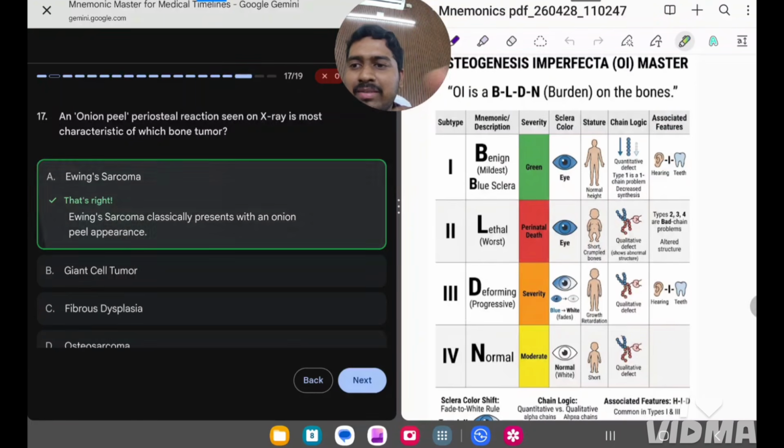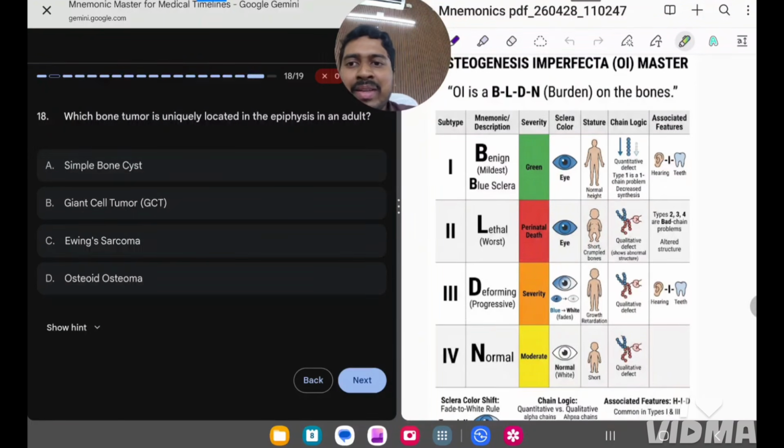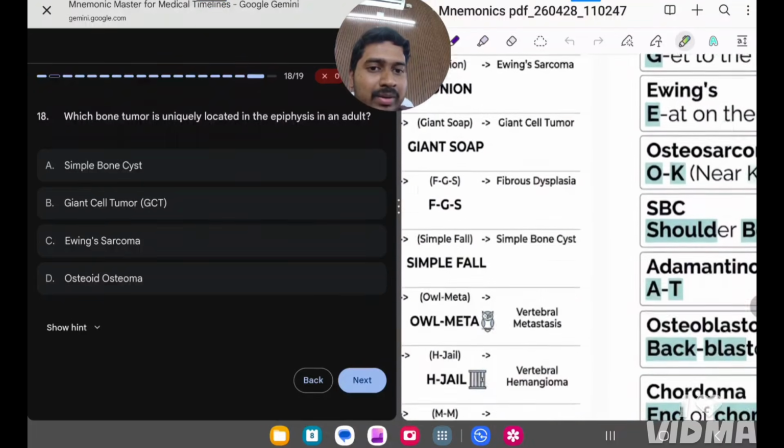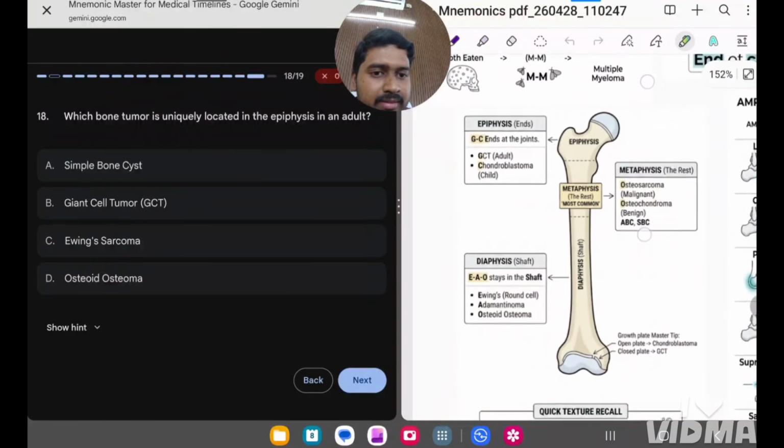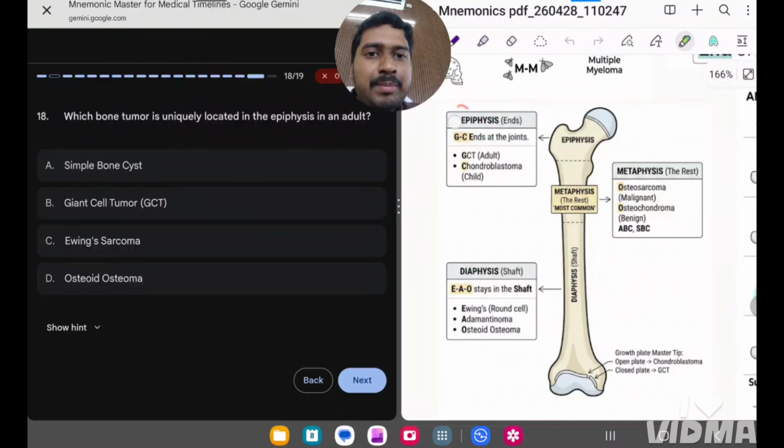Onion peel appearance, again it's a very common question. Ewing sarcoma, no need of mnemonics. Which bone tumor is located in epiphysis? This is important, tumor location, and this is how you remember. See, for epiphysis, remember as GC. Okay, GC is epiphysis. Remember it as gum, which is close to the epiphysis. So you basically have GCT and you have chondroblastoma. Okay, these two are in epiphysis.